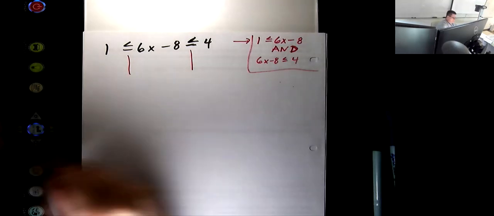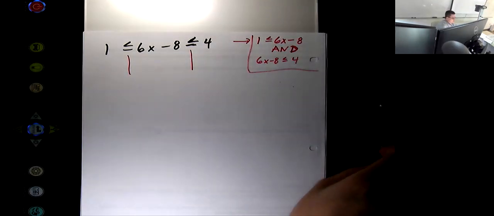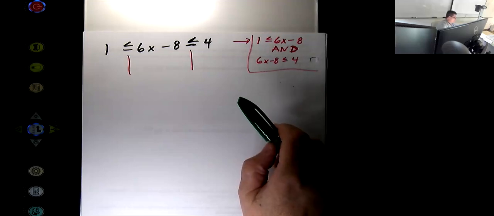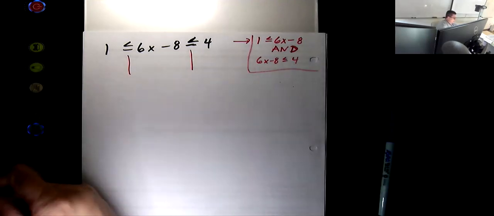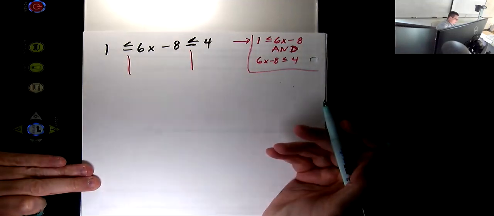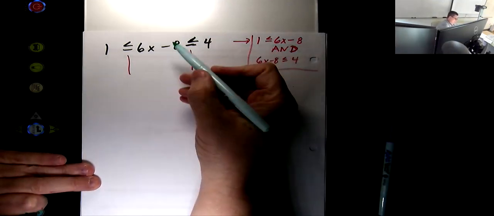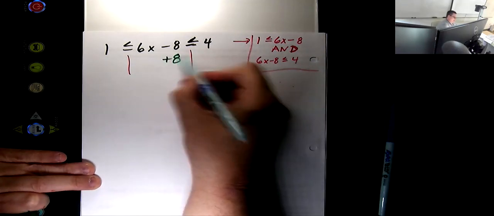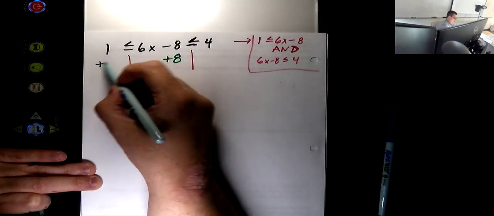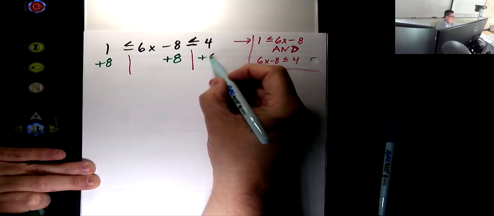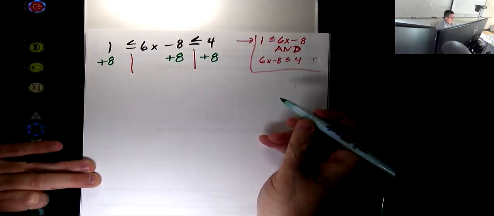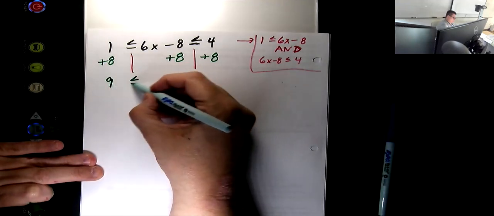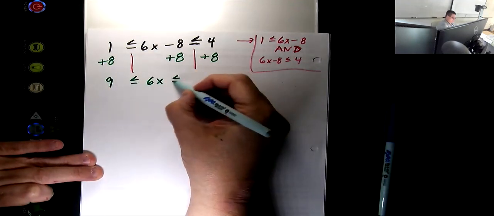Or you could just work with them as 3 parts. And just like whatever we did to one side, we did to the other for the equations, now it's whatever we do to one area, we do to all 3 areas here. So if I want to get x by itself, I'm going to add 8 here, but that means I need to add 8 over here and add 8 over here. So that will give me 9 is less than or equal to 6x, which is less than or equal to 12.